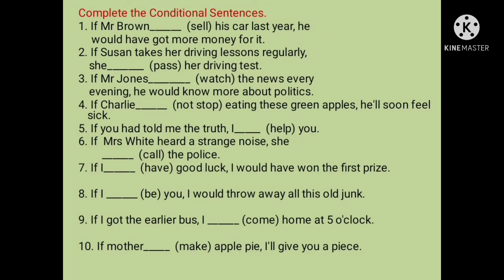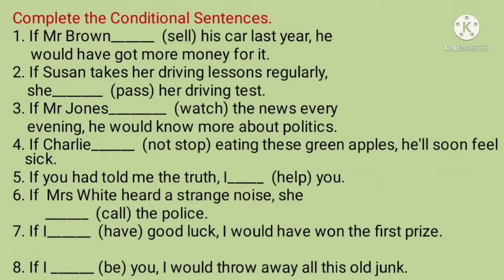Now the common questions are taken from all the types. See the first one: if Mr. Brown dash his car last year, he would have got more money for it. So would have is there, so certainly what will come there is past perfect. Next one: if Susan takes her driving lessons regularly, she does her driving test. First you have to see the verb form in the if clause. Takes, so simple present tense. So in the main clause it will be simple future. That means she will pass.